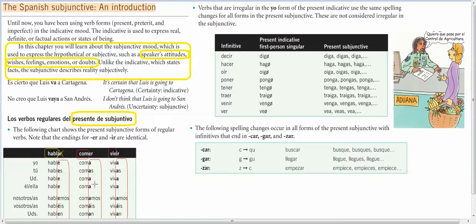All we're going to do is conjugate just like we did in the present tense, but we are going to add the opposite ending. If you have an AR verb, you're going to take your AR off, keep your stem, and add ER endings to your verb. If you have an ER or an IR verb, you're going to take your ending off, keep your stems, your com and your vive, and add AR endings. And that's pretty much it. So let's go ahead and look at practice.